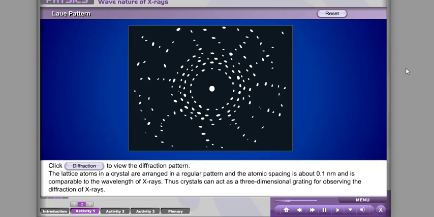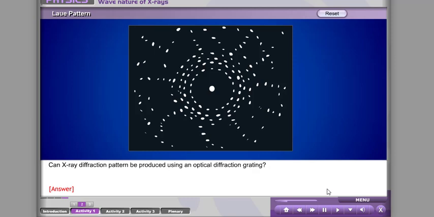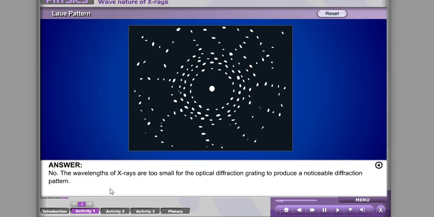The lattice atoms in the crystal are arranged in a regular pattern, and the atomic spacing is about 0.1 nanometers and is comparable to the wavelength of X-rays. Thus, crystals can act as a three-dimensional grating for observing the diffraction of X-rays. Can X-ray diffraction pattern be produced using an optical diffraction grating? Answer: no, the wavelengths of X-rays are too small for the optical diffraction grating to produce a noticeable diffraction pattern.